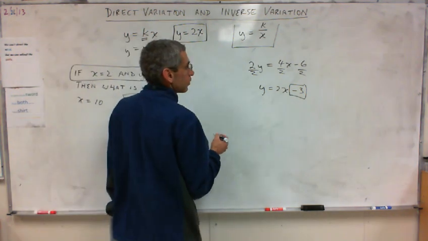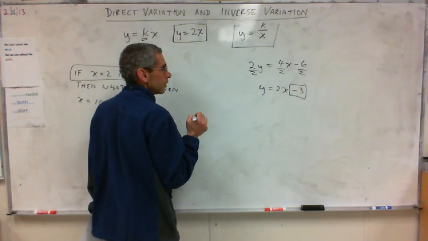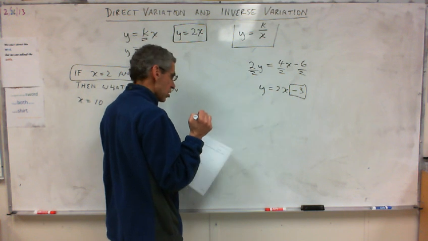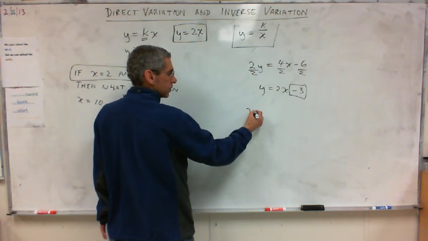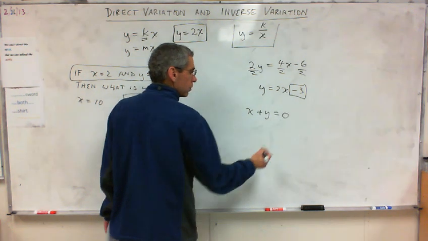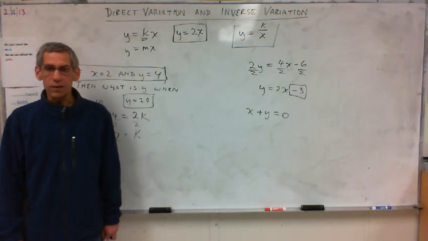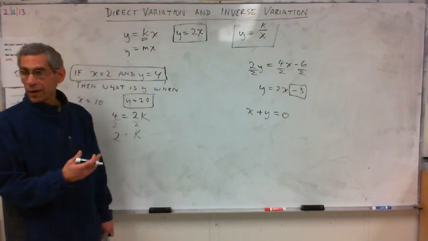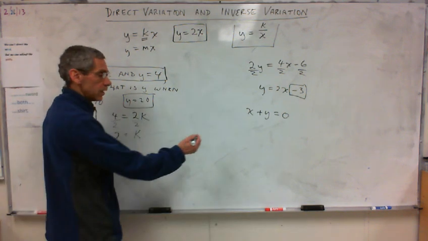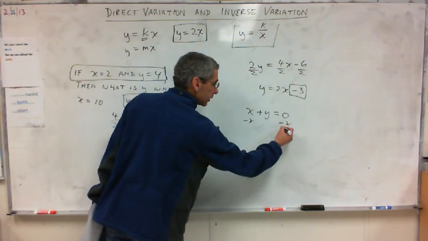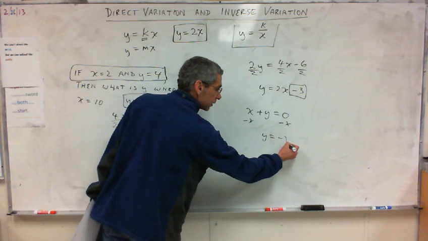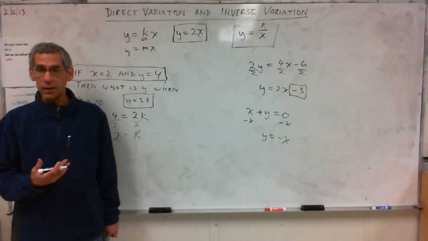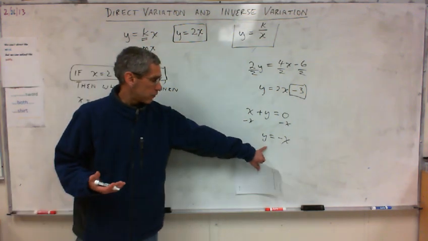All right. Is this an example of direct variation? How about this? x plus y equals 0. Well, you've got to put it into y equals first, right? You subtract x. So we get y is equal to negative x. Yes, it is. What's k? Negative 1. Exactly. So that is direct variation.